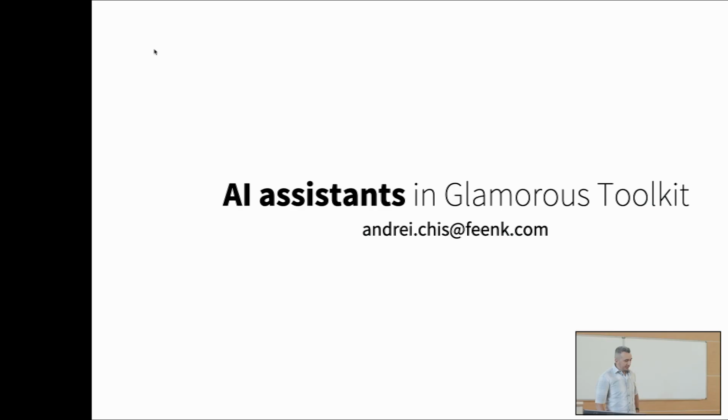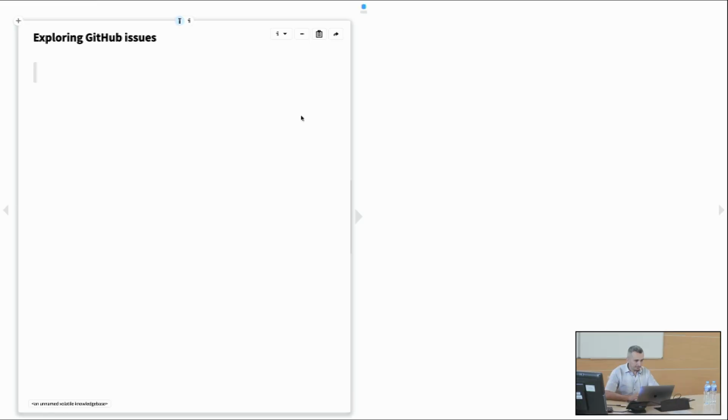Today I'm going to talk to you about how we're integrating an AI assistant into Glamorous Toolkit. First, let's just start with a programming question. The task that we're going to try to do now is make a request to the GitHub API and get back the list of open issues from the Think repository.